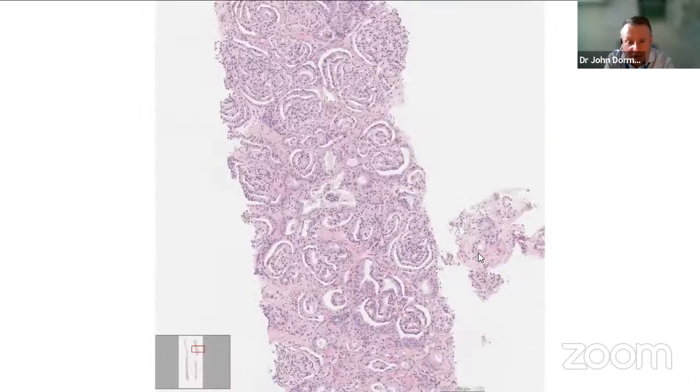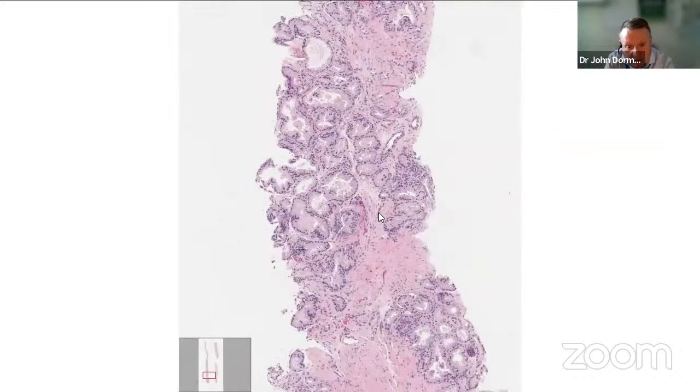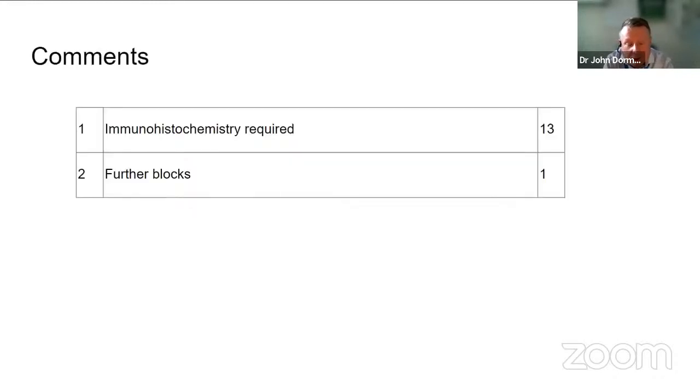And you have these glomeruloid structures, so glands within glands. There's a nice one there. Gleason pattern 4 by definition. I think most of it is, and then some more well-formed glands elsewhere in the core. So not many comments, 13 people wanting some immuno.